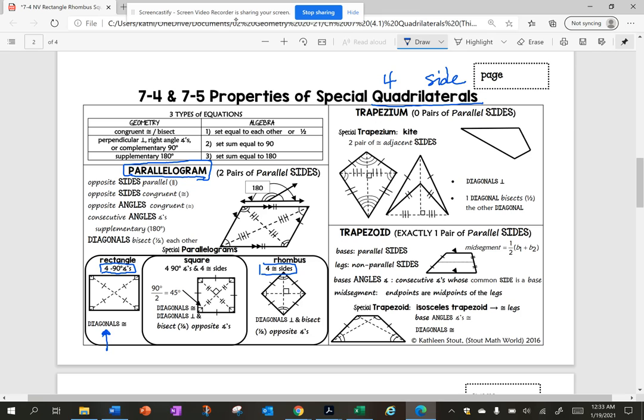When I combine both rectangle and rhombus, so when I have four right angles and four congruent sides, then I have a square. So a square has four right angles and four congruent sides. The diagonals are perpendicular and bisect the opposite angles. So let's do some problems to show how these characteristics work.